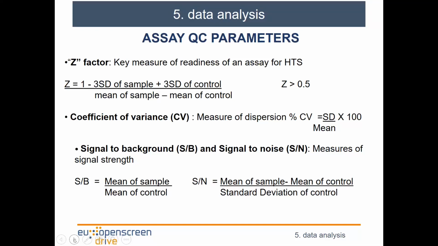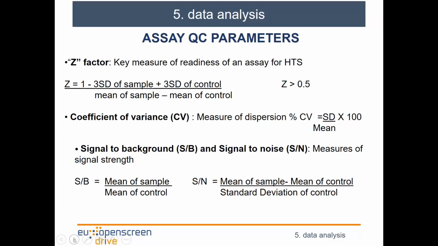And finally, the third quality parameter that is very important is to evaluate the signal to background and the signal to noise. This is to measure whether it strengthens our assay or not. These three should always be maintained in quality.